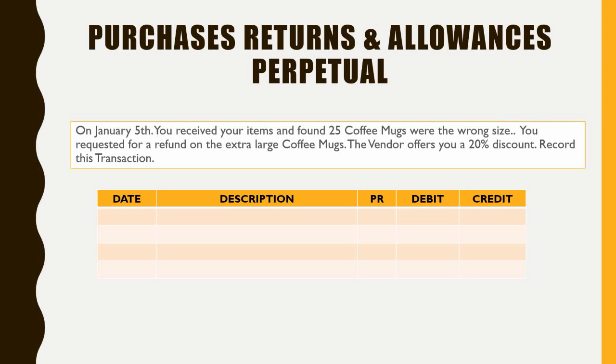Now, what happens if on January 5th, you received your items and you found that 25 of those coffee mugs were the wrong size? You ask for a refund on the extra large cups, and the vendor offers you a 20% discount. So how do you record this transaction?